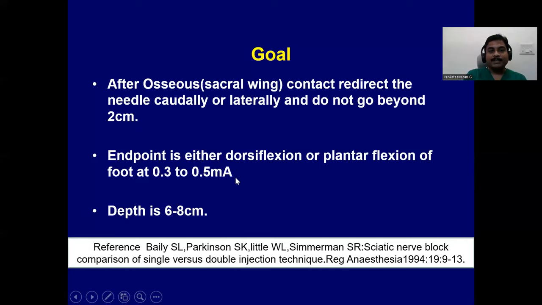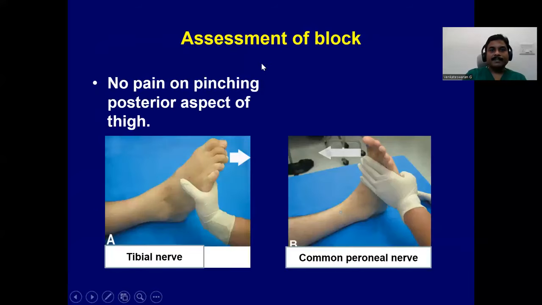In diabetic patients with an autonomic neuropathy, you can get by with 0.8 to 1 milliamps. That is also acceptable. The depth is 6 to 8 centimeters for the sacral plexus. How will you assess the block for a sacral plexus?